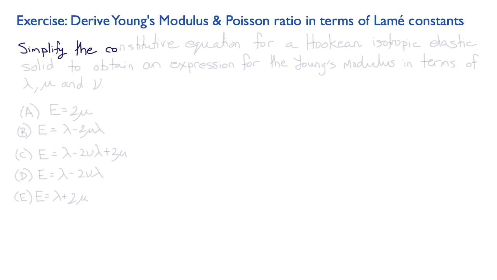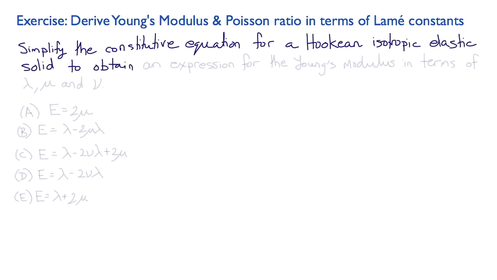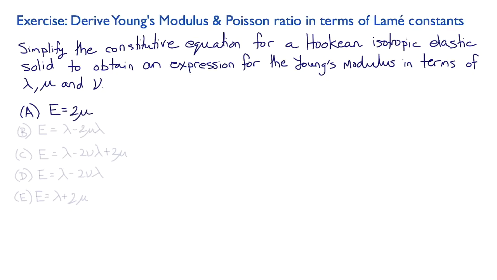Let's try an exercise now. Try to simplify the constitutive equation for a Hookean isotropic elastic solid to obtain an expression for the Young's modulus capital E in terms of the Lamé constants lambda and mu and the Poisson ratio nu. Did you get A, E equals 2 mu; B, lambda minus 2 mu lambda; C, lambda minus 2 nu lambda plus 2 mu; D, lambda minus 2 nu lambda; or E, lambda plus 2 mu?